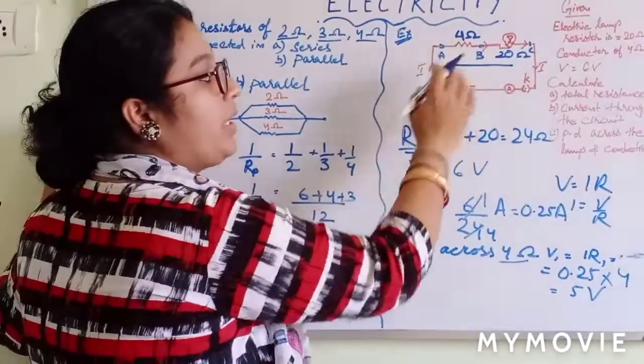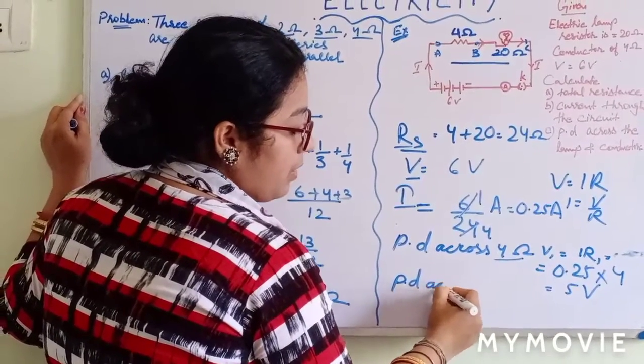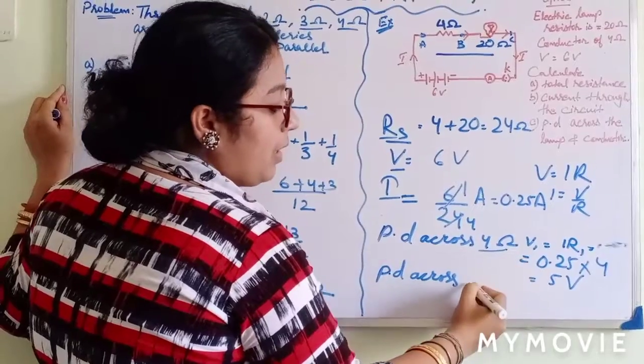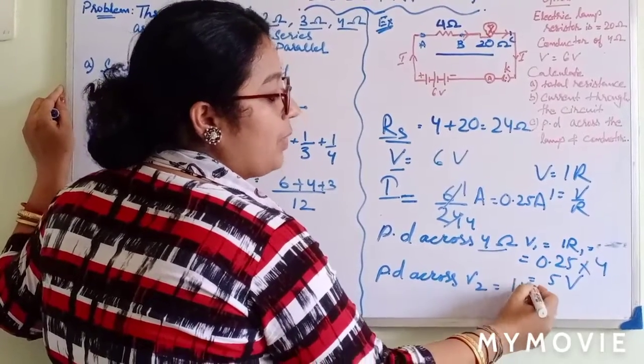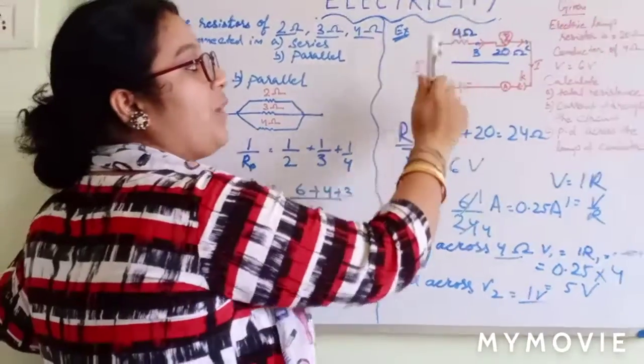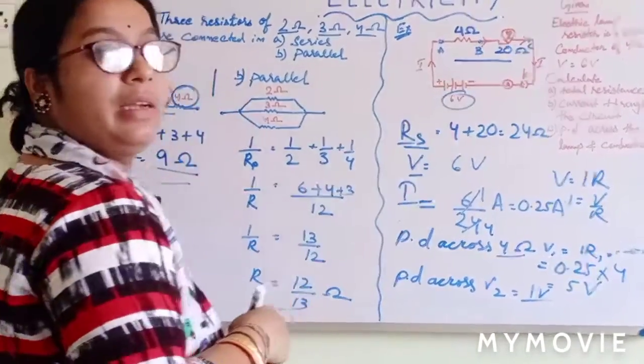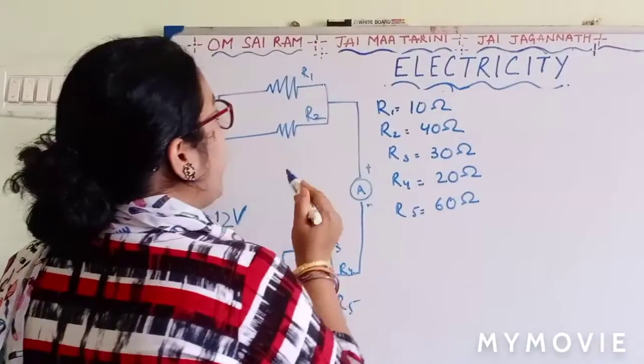Similarly, if we want to find out across 20 ohm, in the similar process you can do, that will come as 1 volt. Why could I write it directly as 1 volt? Because if it is 5 volt here, it will be 1 volt there, because the combination is 6 volt. Clear till here?